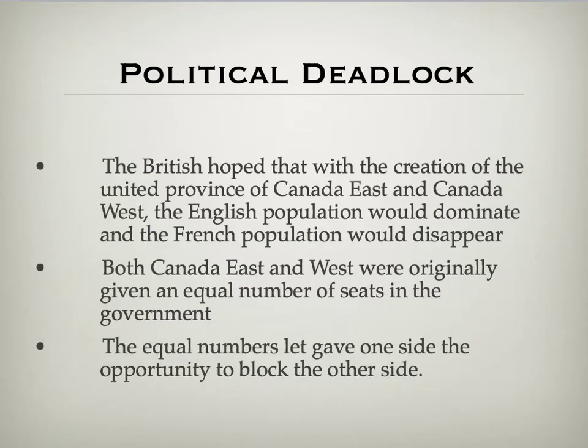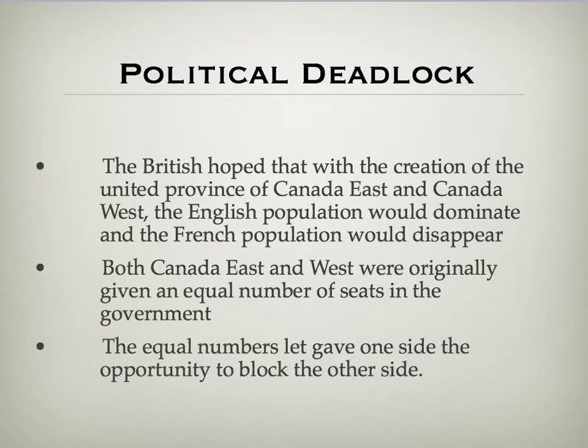Political deadlock was another key issue that led towards the Confederation of Canada. The British hoped that with the creation of Canada East and Canada West, the English population would soon dominate the French population, and the French population as a result would slowly disappear.